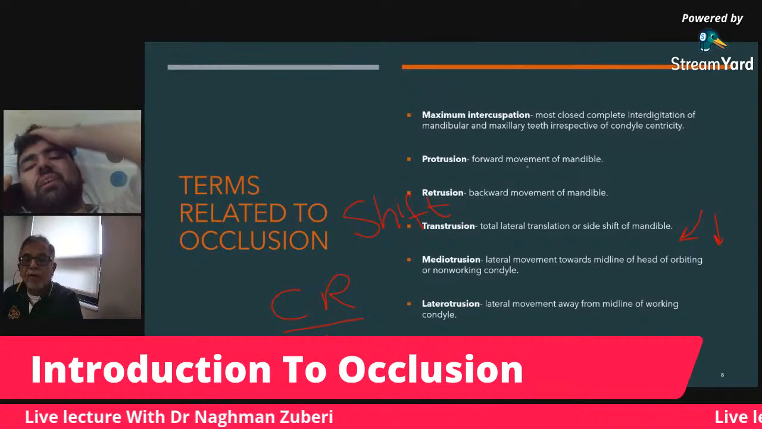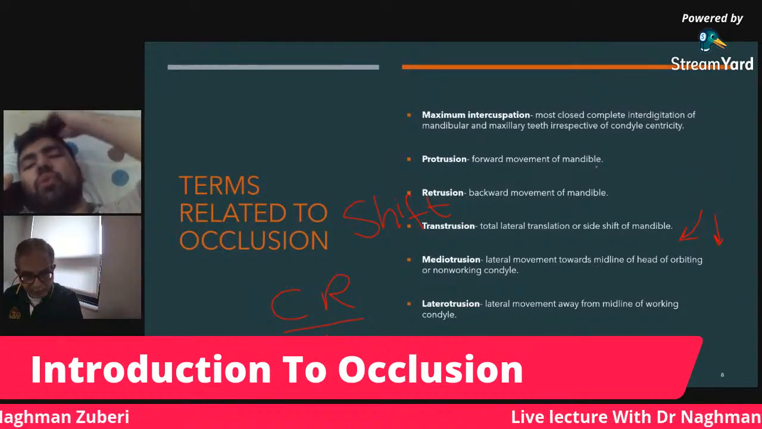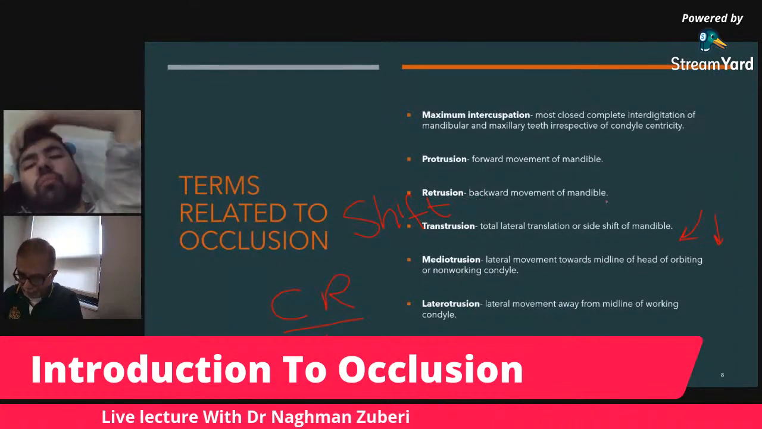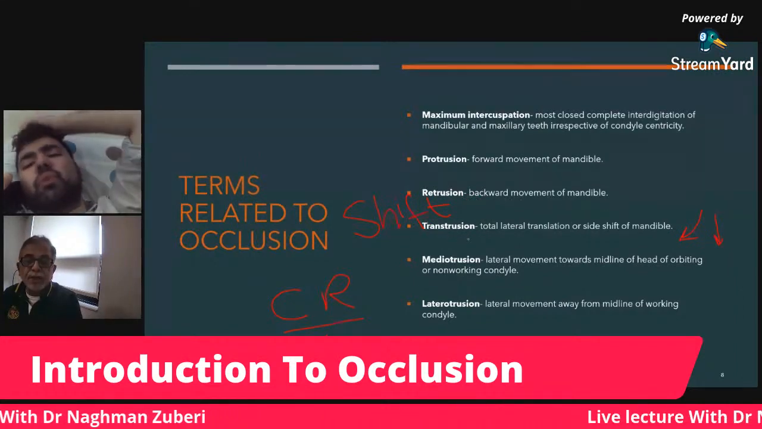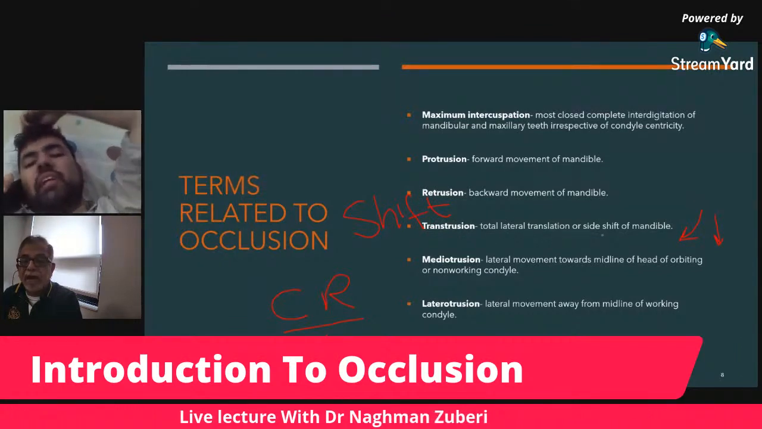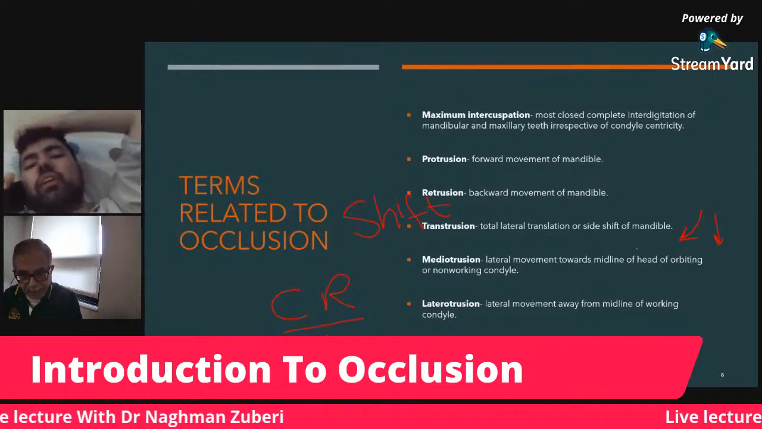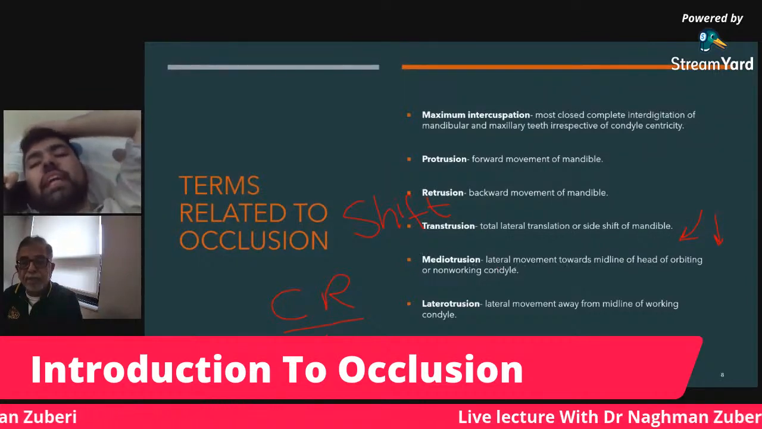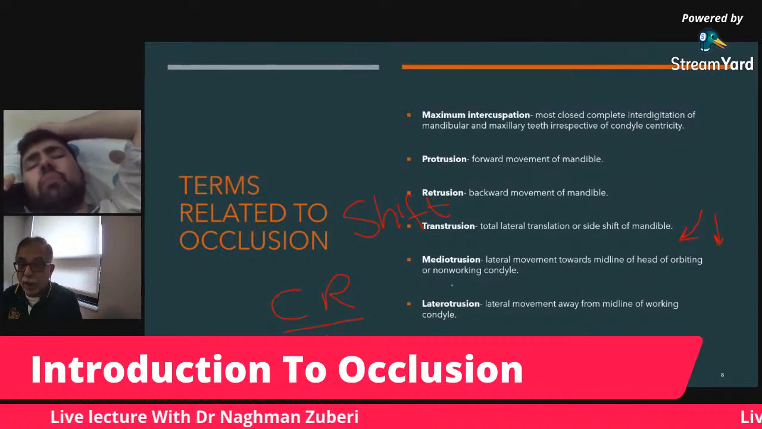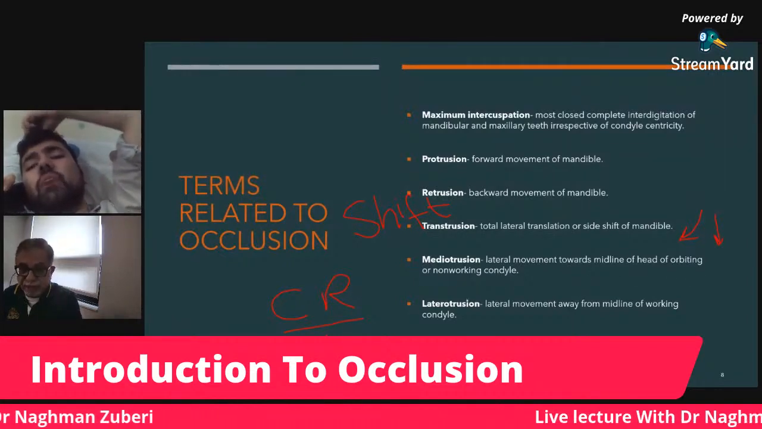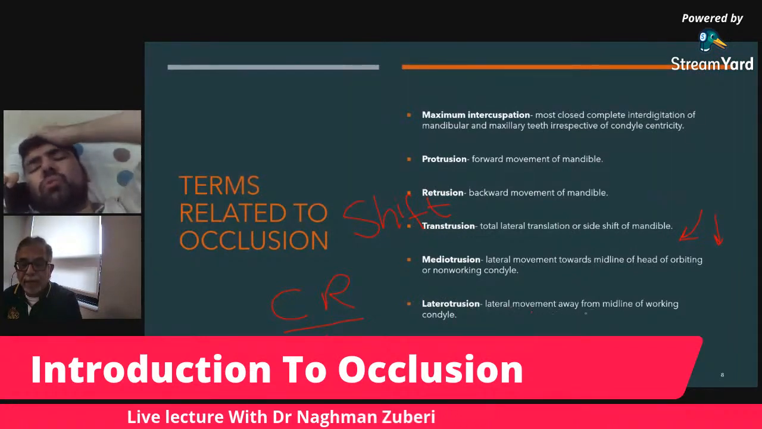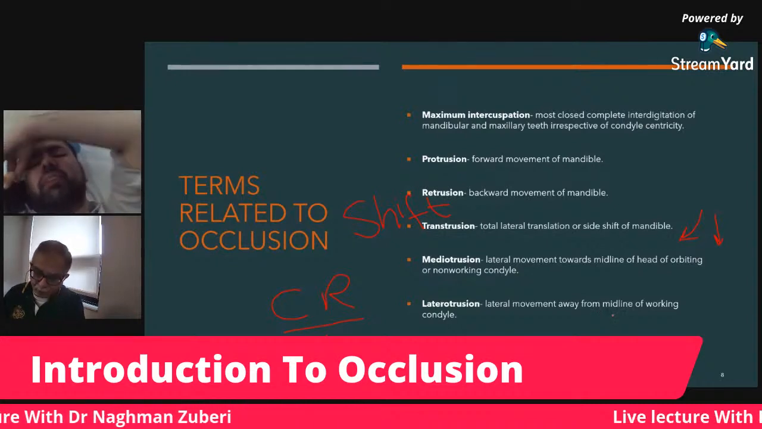Protrusion is the forward movement of the mandible. Retrusion is the backward movement of the mandible. Transtrusion is the total lateral translation or side shift of the mandible. Mediotrusion is the lateral movement towards the midline of the head of the orbiting or non-working condyle, whereas laterotrusion is the lateral movement away from the midline of the working condyle.